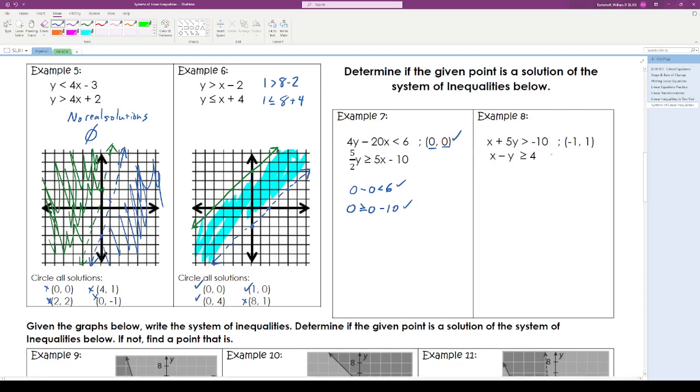Let's look at the next one. We have negative 1, 1. So if we plug in for the first equation, we get negative 1 plus 5 is greater than negative 10. So that tells us negative 1 plus 5 is 4, and 4 is greater than negative 10. Then if we plug in here, we get negative 1 minus 1 is greater than or equal to 4. So this says negative 2 is greater than or equal to 4. That is not true, meaning that this is not a solution for both of these inequalities. It's a solution for the first one, but not for both.